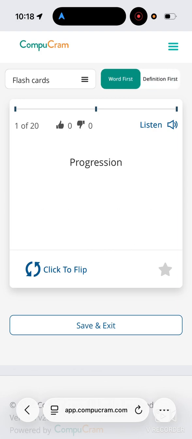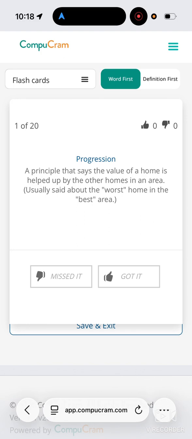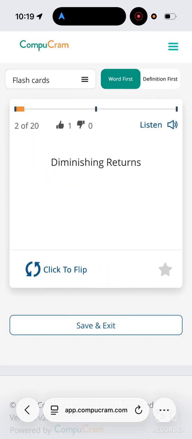And we're going to switch this around. Progression: a principle that says the value of a home is helped up by other homes in the area, usually said about the worst home in the best area. My bad. We're bringing you 20 terms today, too. So let's get to it. And this is value and market analysis terms.